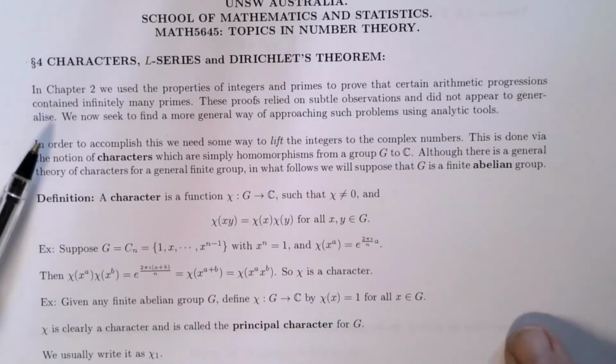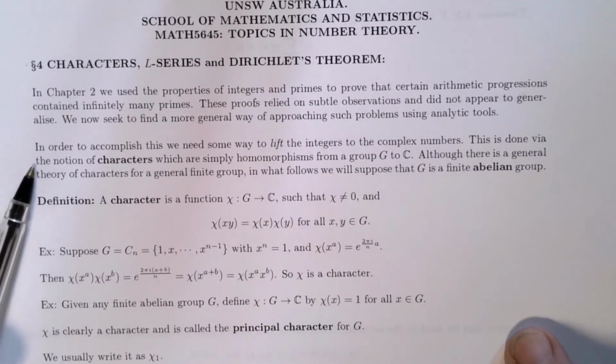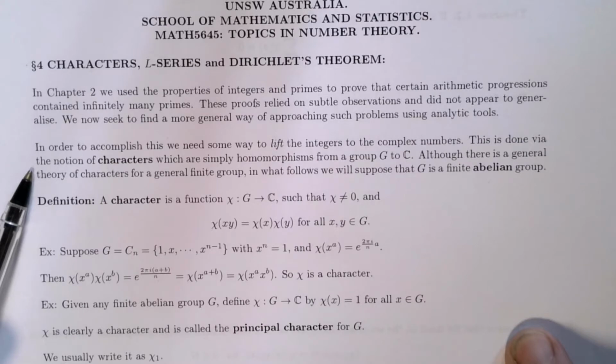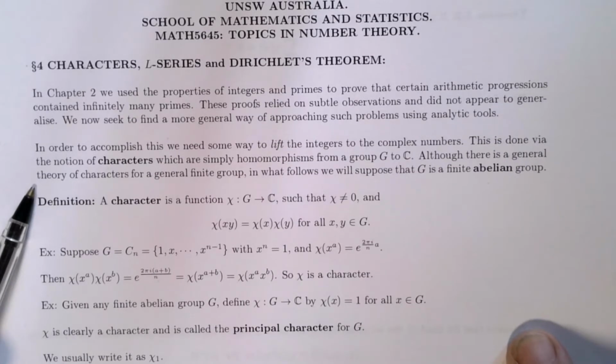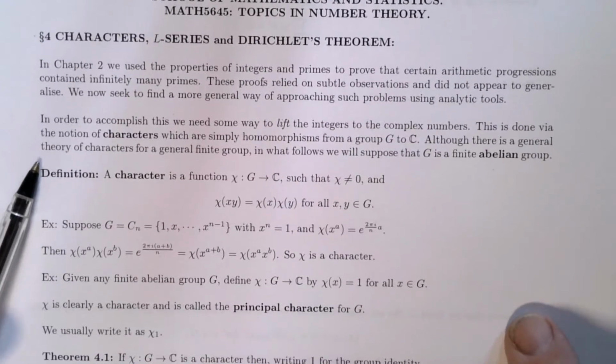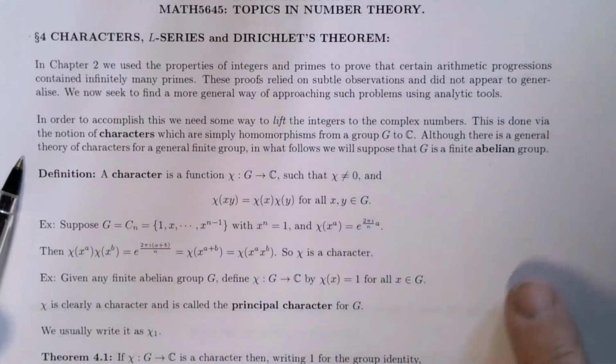In order to do this, we need some method of lifting the integers into the complex numbers, and this is going to be done via the notion of characters. Now, characters come from a much more general part of group theory, and they're simply homomorphisms from a group G to the complex numbers. There is a general theory of characters for finite groups, but in what follows we're only going to be interested in abelian groups. So finite abelian groups. When I use the word group, I mean, without saying it, that G is a finite abelian group, and our characters will be defined on that.